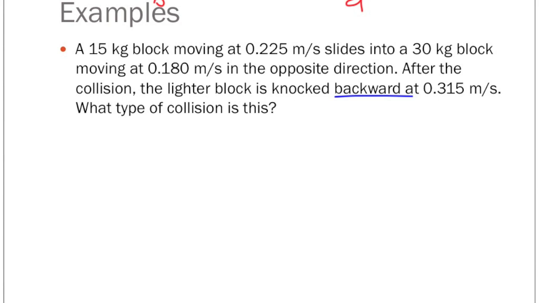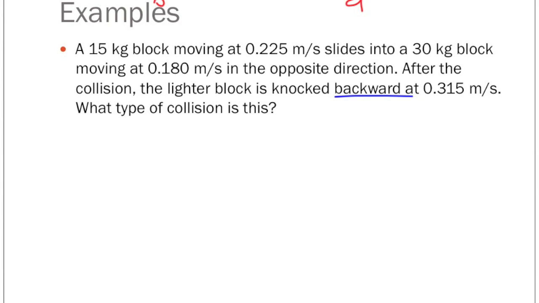And the question is, what type of collision is this? Well, our first place to look would probably be to ask whether this is a totally inelastic collision, where they're stuck together. That's usually the first one you can identify if it's obvious. But since we don't know how fast the 30 is going afterwards, we don't know. If the 30 ends up having a speed of 0.315 to the left, then we would say this is totally inelastic because they're stuck together.